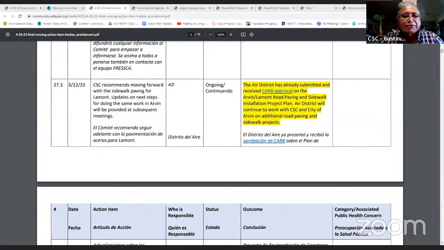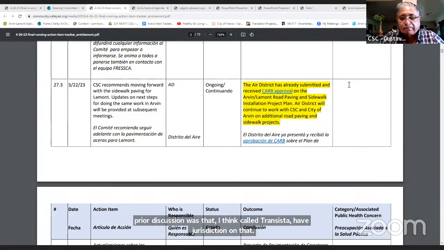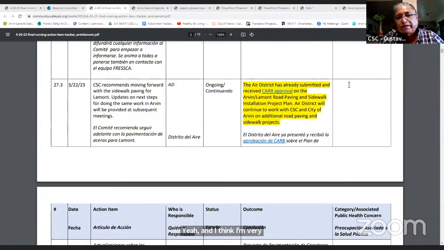Just one last comment. The Highway 223 and Walnut intersection is also something that all the residents of Arvin want to see happen. I think part of our prior discussion was that Caltrans has jurisdiction on that, and I'm very interested in what the next steps are.